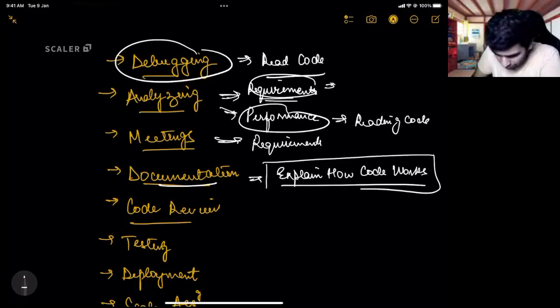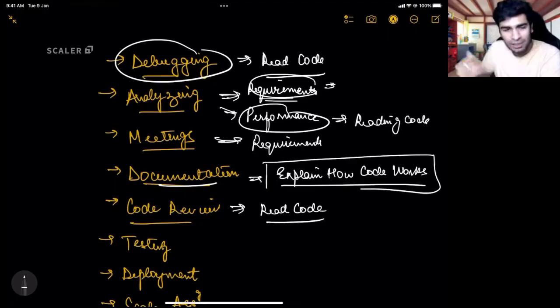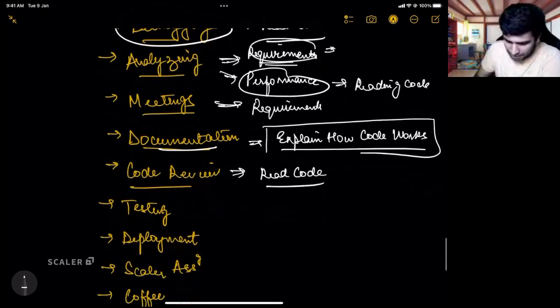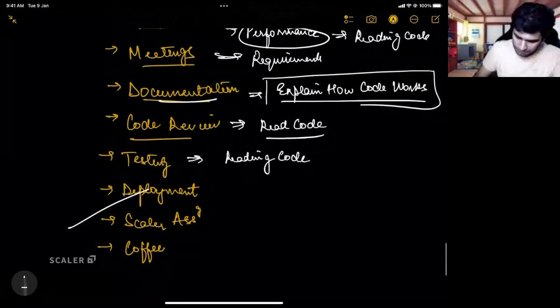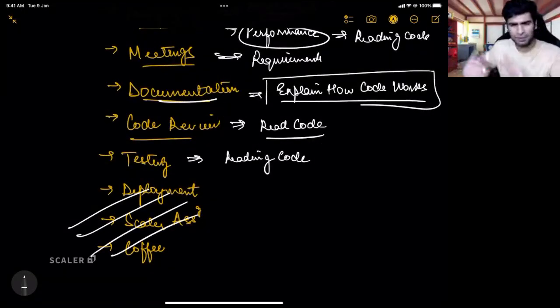So yeah, code review. Again, when you're doing code review, you have to read the code, right? Because that is how you will try to understand what it does, and then you will do anything about that. Testing is again same as debugging, reading the code, analyzing it, etc. For now, let us ignore the other parts. I mean, deployment, scalar assignments, coffee. Those are important, but we can ignore them.